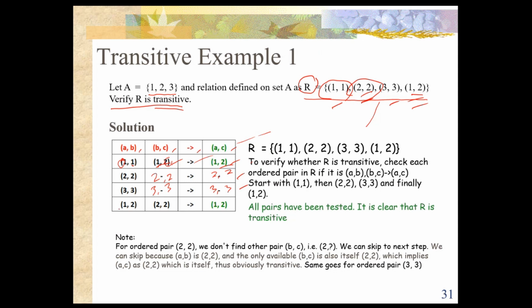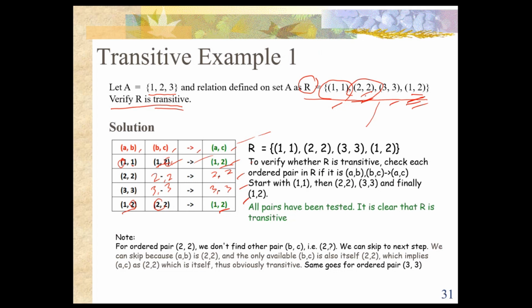So look at (1, 2), and then the connector is 2, right? So we look up here. Is any of the pairs starting with 2? Yes, (2, 2). So we're expecting (1, 2) to occur, which yes, there is (1, 2). So it's transitive. Okay, so we have checked (1, 2) with (2, 2).